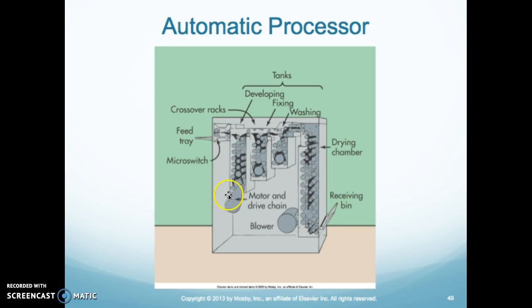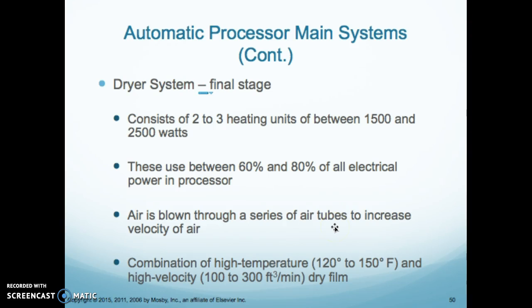These are all your small rollers. There's a crossover rack at the bottom, there's a crossover rack at the top to guide the film through these sharp turns. So here's your developer, here's your fixer, here's your wash, and then here's your drying system right here. So the drying system is your final stage.